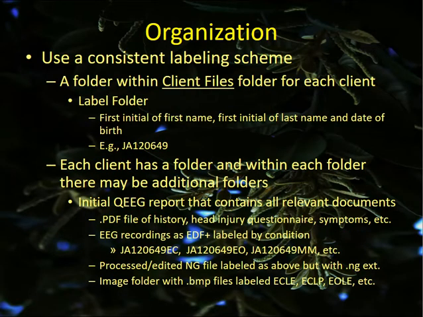Use a consistent labeling scheme. What I do is a folder within this flash drive, and the main drive is client files. The main client folder is client files, and inside that client files folder there is a folder for each client, and the label for that folder is the first initial of the first name, the first initial of the last name, and the date of birth. So for example, my initials and birth date would be JA120649, and this is the label for the folder.